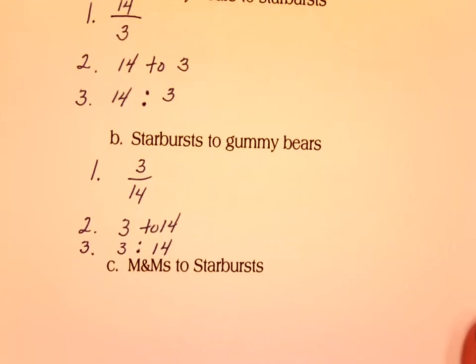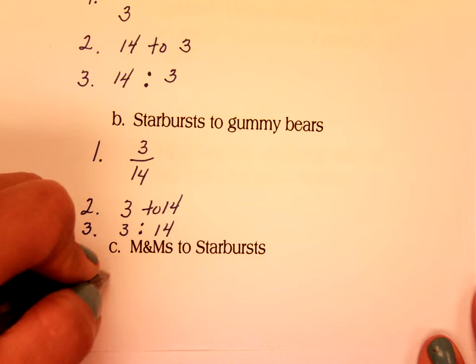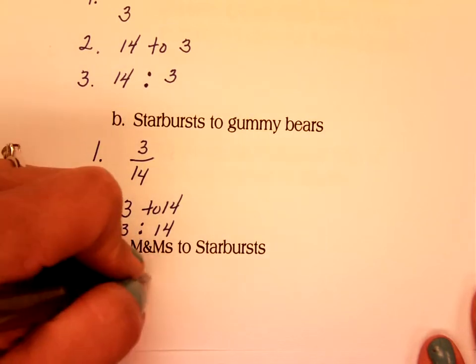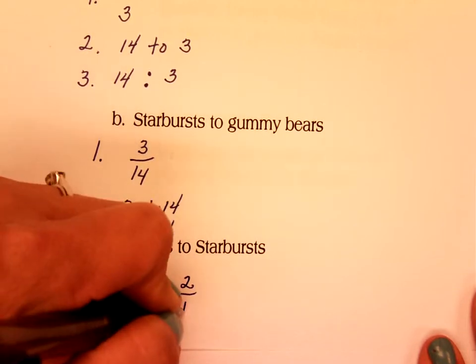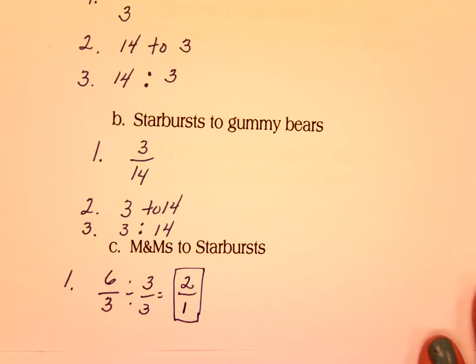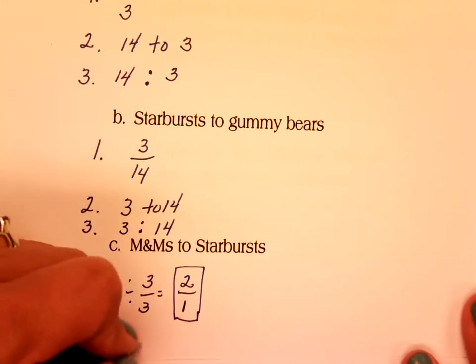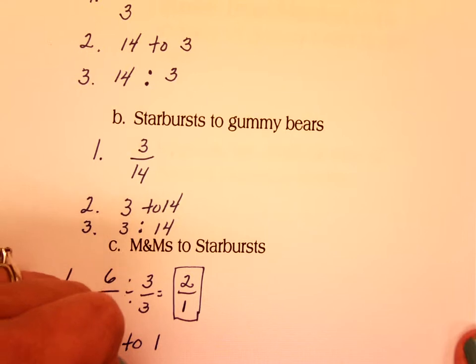Let's try the letter C. M&Ms to Starburst. See, there are 6 M&Ms and 3 Starbursts. Now, is this reduced to its lowest terms? It is not. So you have to divide top and bottom by 3. 6 divided by 3 is 2, and 3 divided by 3 is 1. So you are going to use this number here to do the other 2. Always have it in the lowest terms. So the second way to write this would be 2 to 1. And the third way is 2 colon 1.